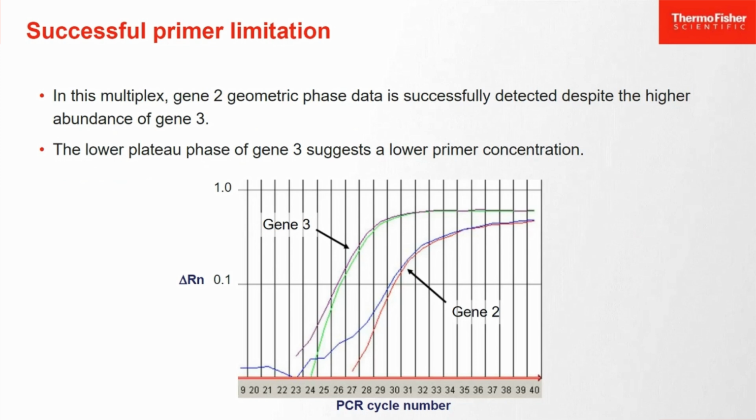Another assay done by the same lab, this time it was gene 3 paired up with gene 2, and we can see that gene 2 now is giving parallel geometric phases compared to gene 3, which is what we would hope for. Notice too, the plateau phase for gene 3 is significantly below 1. So that would suggest a much lower primer concentration was used for gene 3, and I think this is an example of a successful primer limitation.